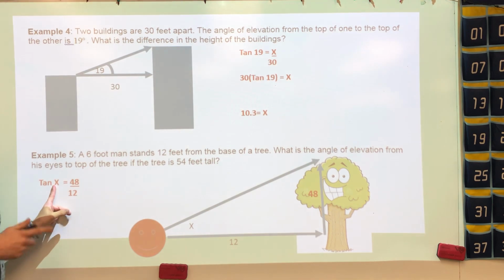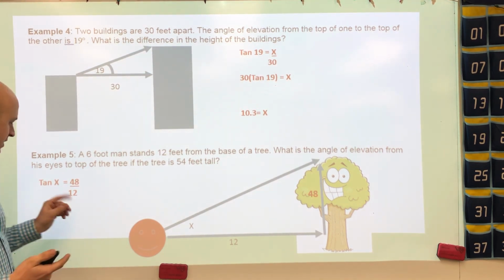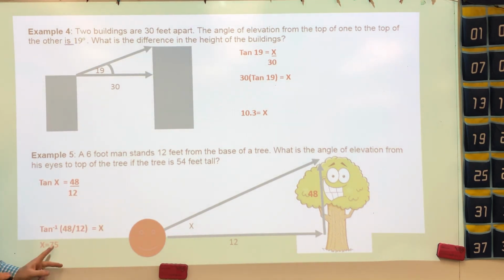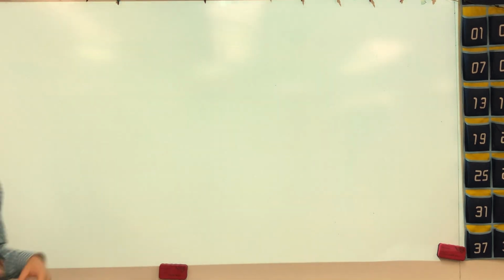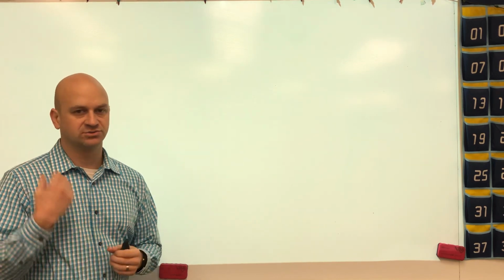Now when we have to find the angle, we're going to use that -1, that inverse button. So we would do tangent -1 of this fraction, and you would end up with an angle of 75 degrees. Okay? So hopefully that makes sense. Some story problems. Reading is very important, so make sure you read it very carefully.